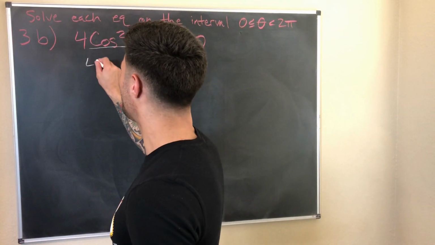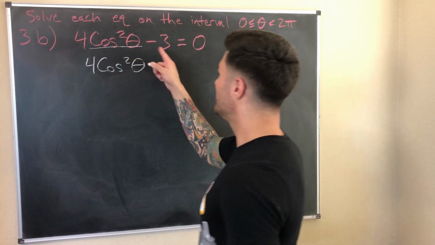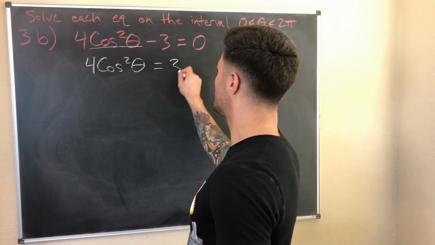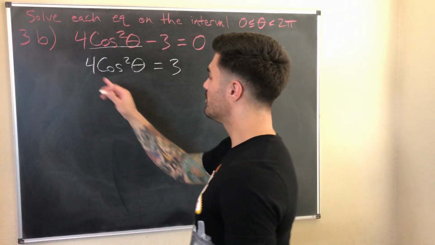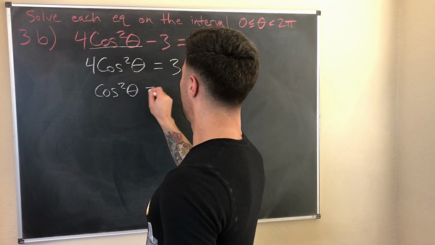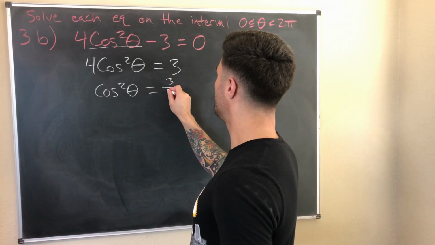We're going to first add 3 to both sides of this equation. That gets rid of that minus 3 on the left-hand side and leaves us with 4 times cosine squared theta equals 3. Now if we divide both sides of this equation by 4, we get rid of that 4 out in front of the cosine squared, and we get cosine squared theta equals 3 divided by 4.